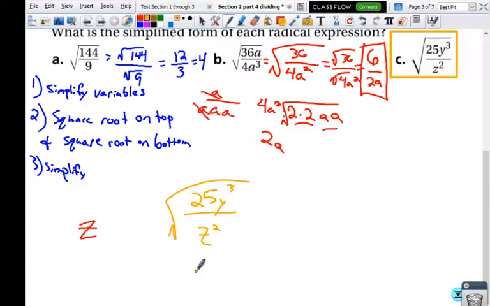Wait, so will there be a number in front of the Z, like 1? Yeah.